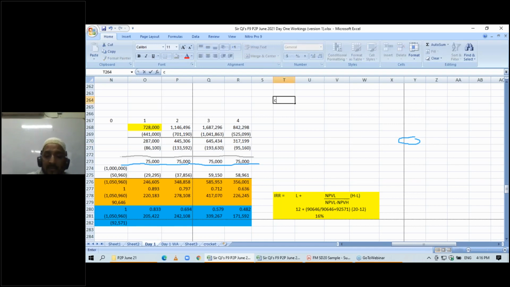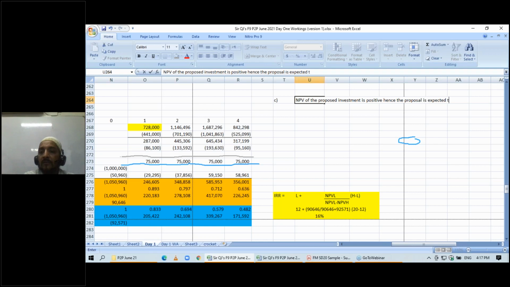So let's start with requirement C. Okay, so students, along with writing the answer, I'm discussing the evaluation part along with the limitations of our evaluation. So the first point is that the NPV of the proposed investment is positive. Hence, the project is expected to increase the wealth of the company. Therefore, it is worth accepting.